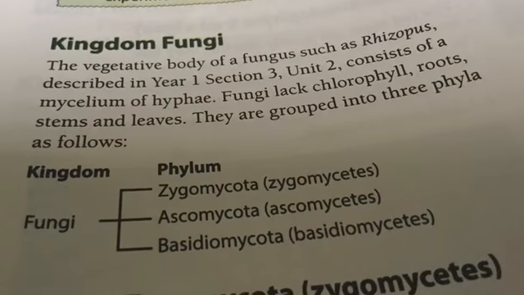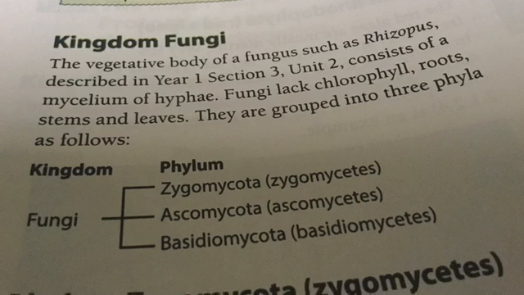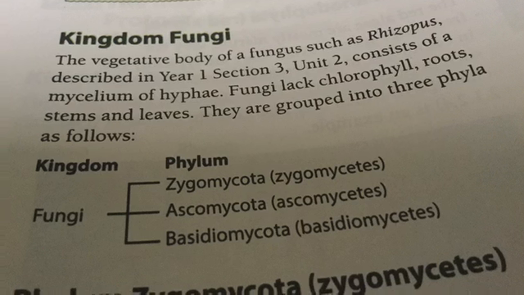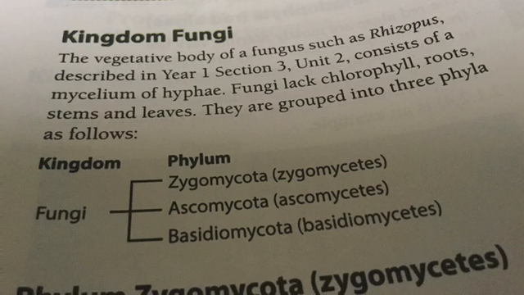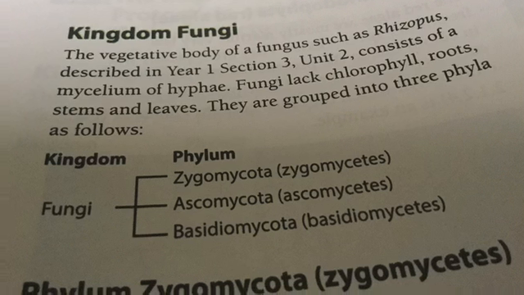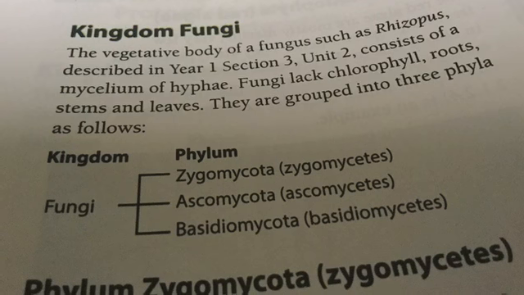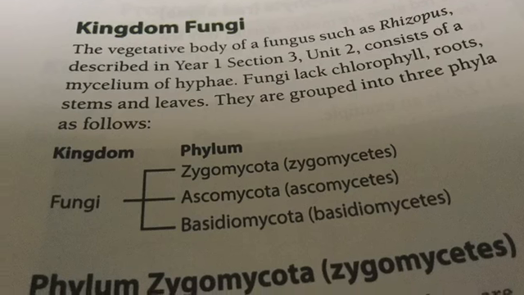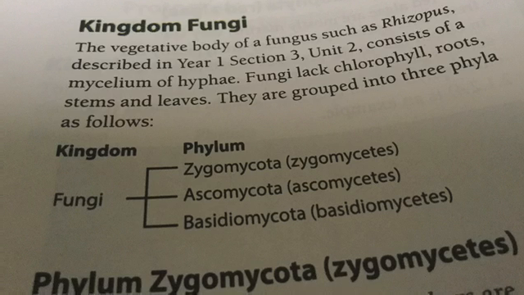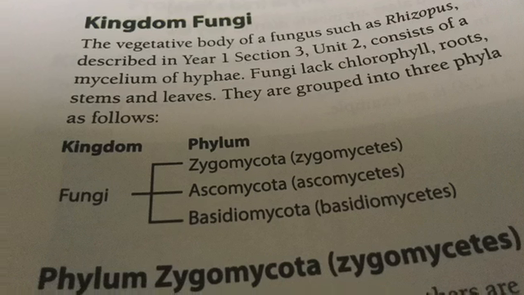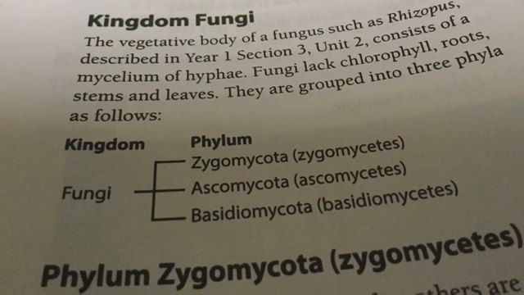Kingdom Fungi. The vegetative body of a fungus such as Rhizopus, described in Year 1 Section 3 Unit 2, consists of a mycelium of hyphae. Fungi lack chlorophyll, roots, stems, and leaves. They are grouped into three phyla: phylum Zygomycota, phylum Ascomycota, phylum Basidiomycota.